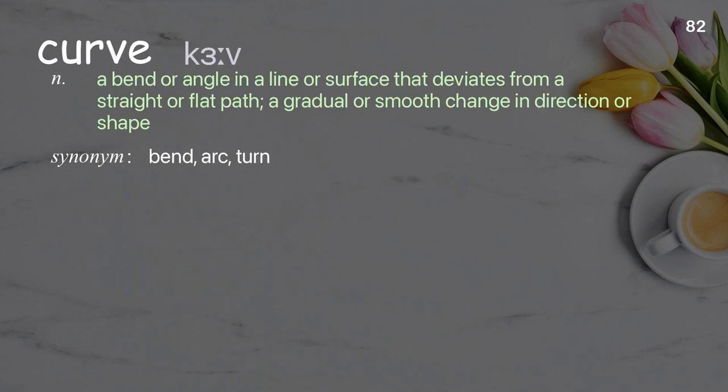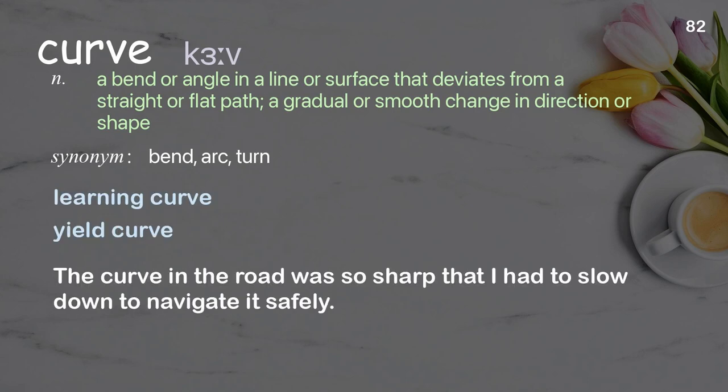Curve. A bend or angle in a line or surface that deviates from a straight or flat path, a gradual or smooth change in direction or shape. Examples. Learning curve. Yield curve. The curve in the road was so sharp that I had to slow down to navigate it safely.